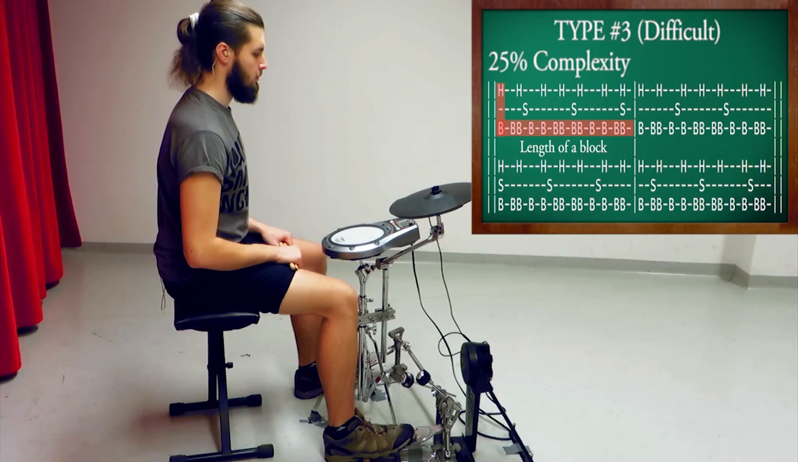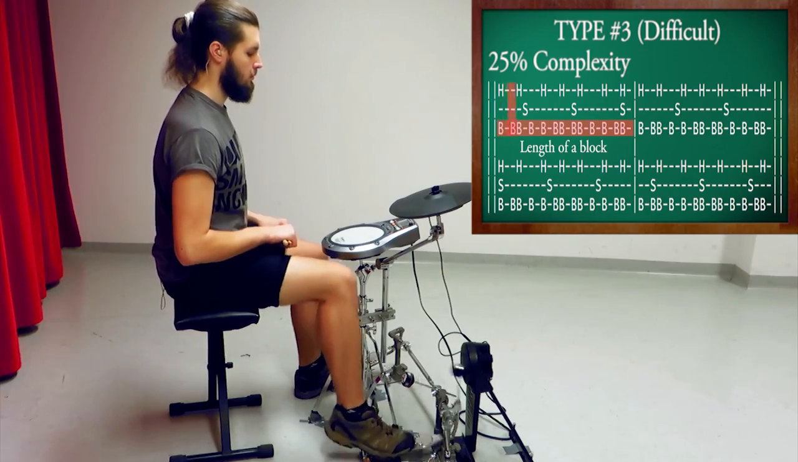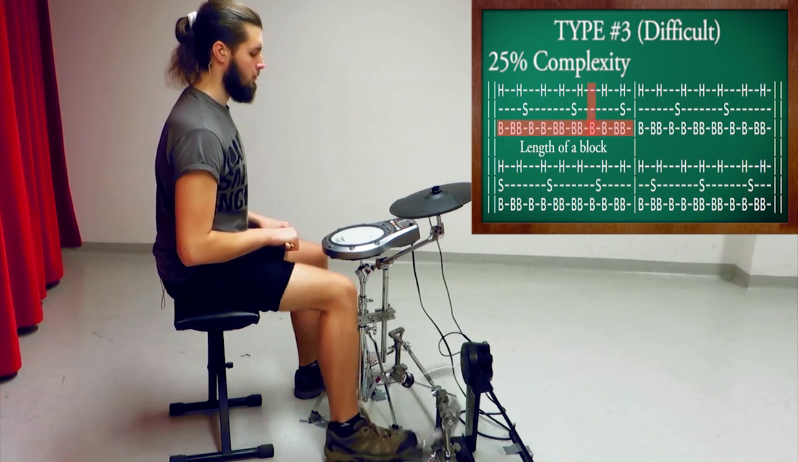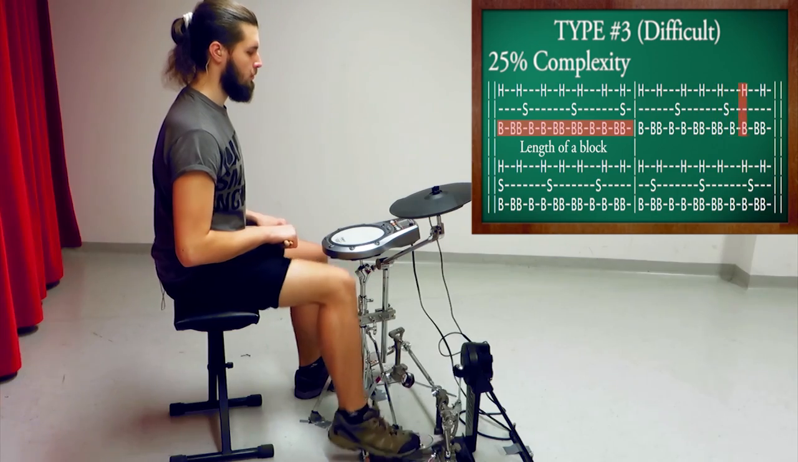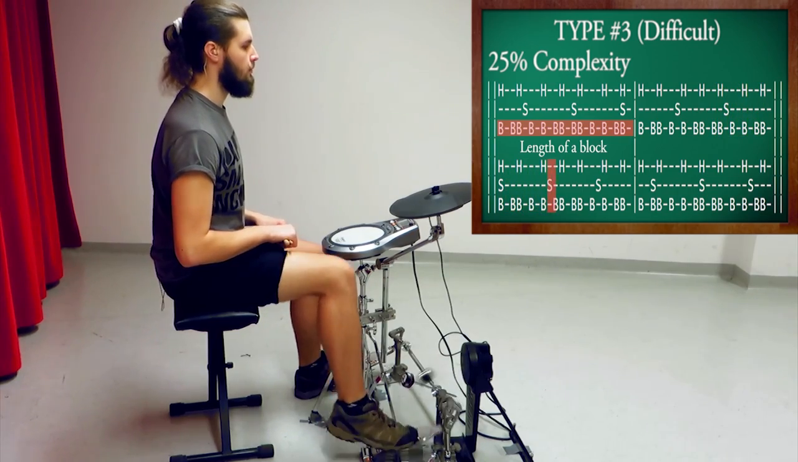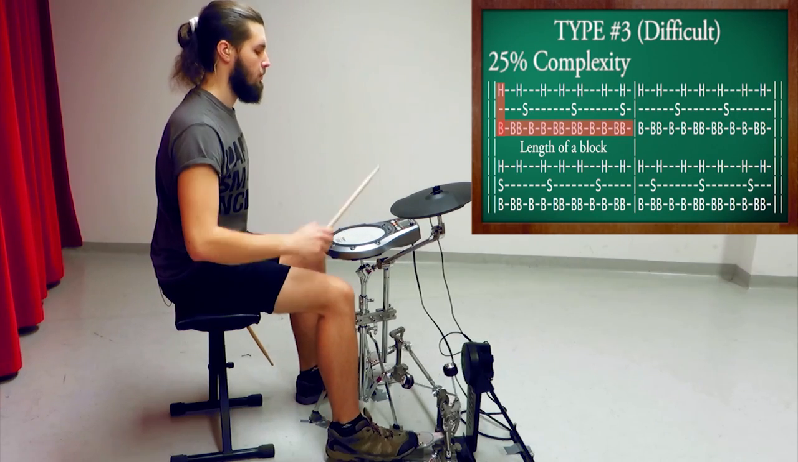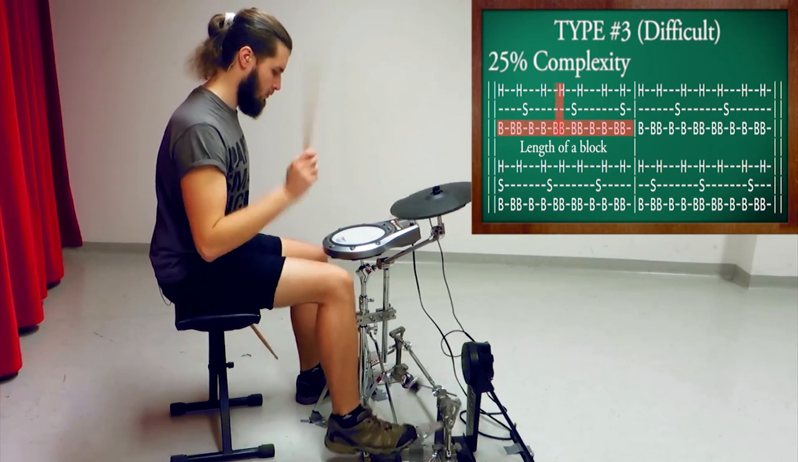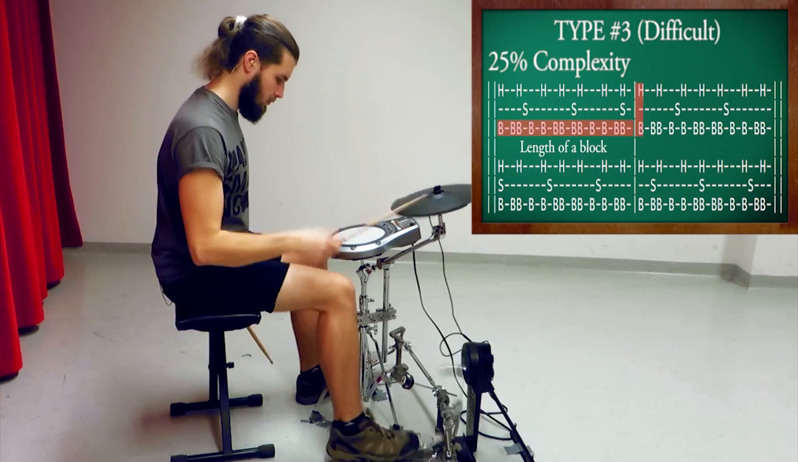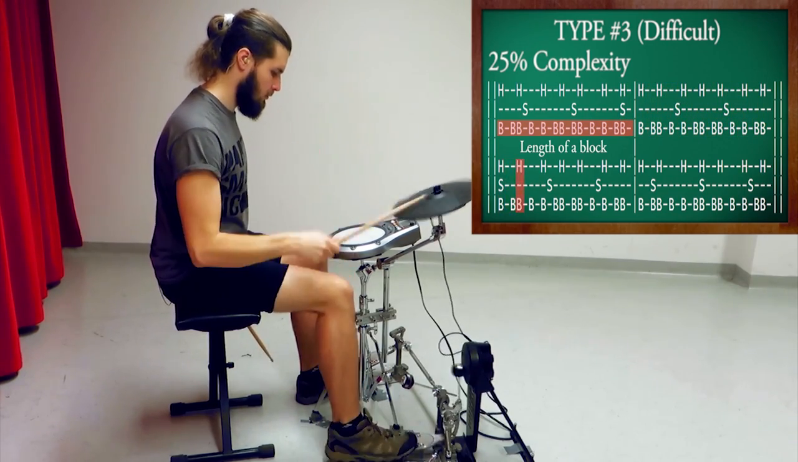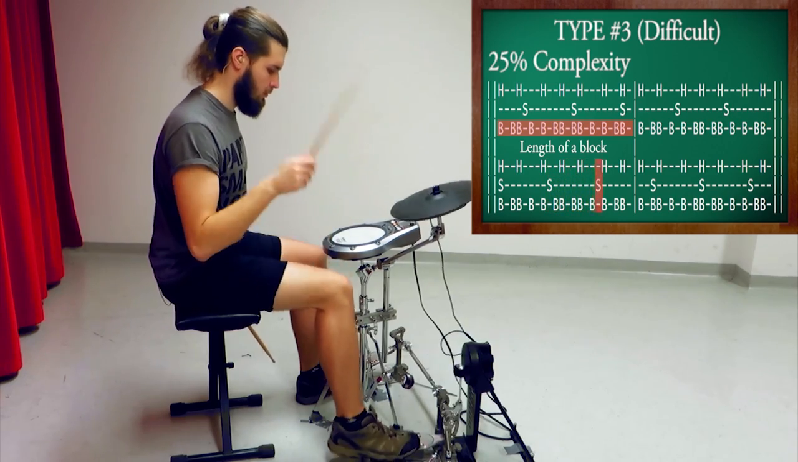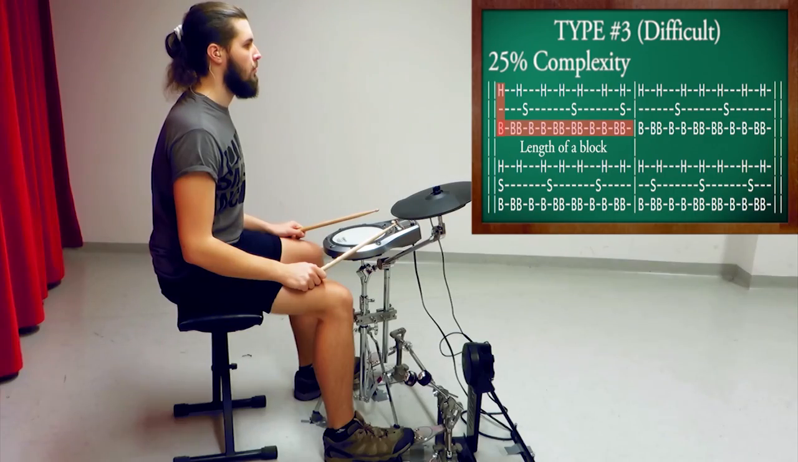A much harder example with a longer pattern. We add a cymbal on the first single kicks of a sub-block, then on all second kicks of the double. Finally, adding the regular straight snare, which yields a shifting pattern with 25% complexity and is pretty hard to perform.